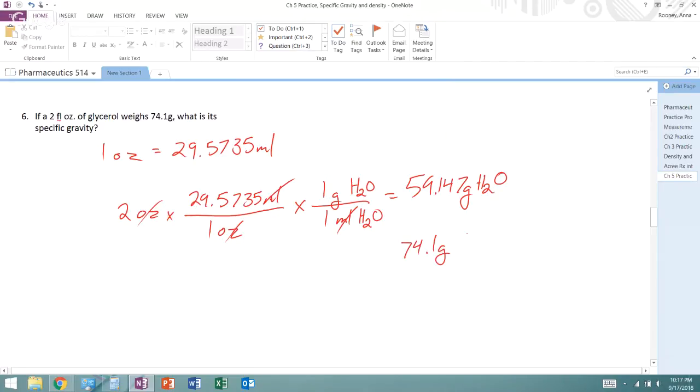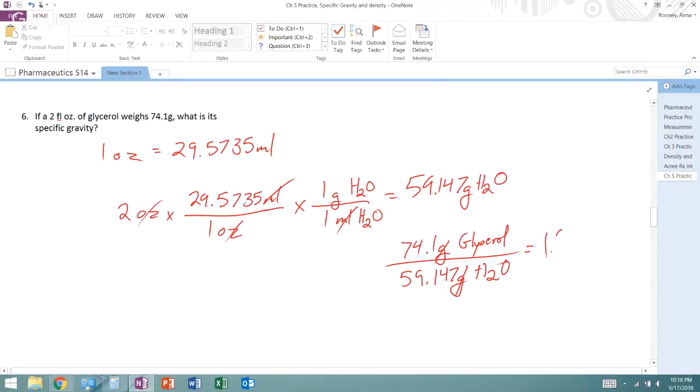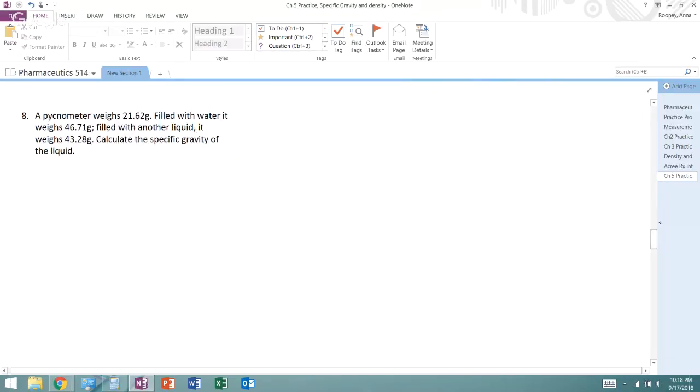Then you have your 74.1 grams glycerol over your 59.147 grams H2O. Your specific gravity is just a ratio to water. So that's your ratio to water. So 74.1 divided by that number is 1.25. And because the units cancel out, that is the answer.